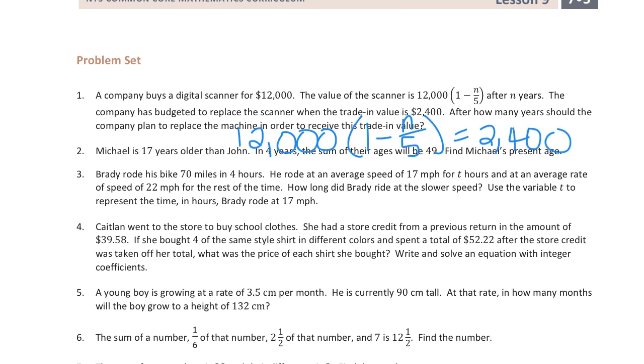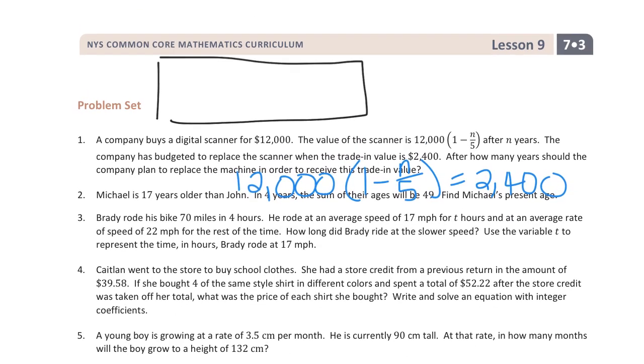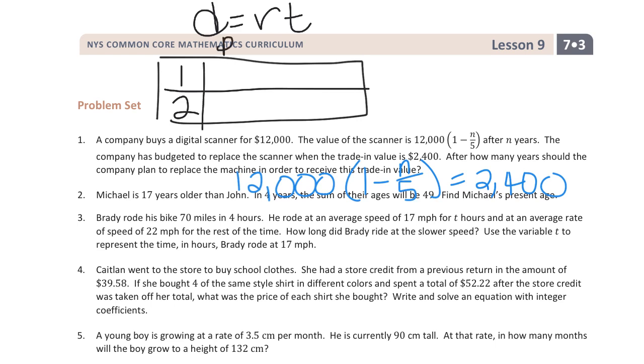Okay, so to do this one, I'm going to go up to the top and I'm going to make a table just to show some different things. So I need you to hopefully remember that distance equals rate times time. That's a formula we learned earlier in the year. So he had 2 different speeds that he traveled at. So we got the first and the second. And his rate for the first part was 17, and his rate for the second part was 22.